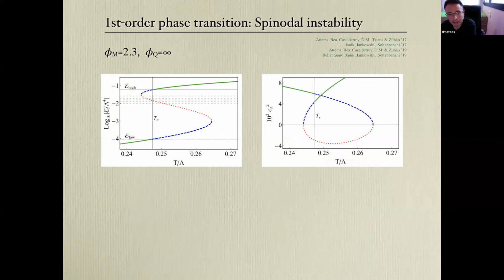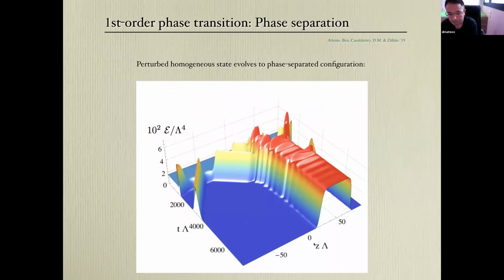Okay? The point is that if you start at any energy density in here, that state is unstable, so it wants to phase-separate into something with this energy density in one semi-infinite region, and something else with this energy density in the other semi-infinite region. So you end up with a phase coexistence state, as you see here. Are there any questions about this?